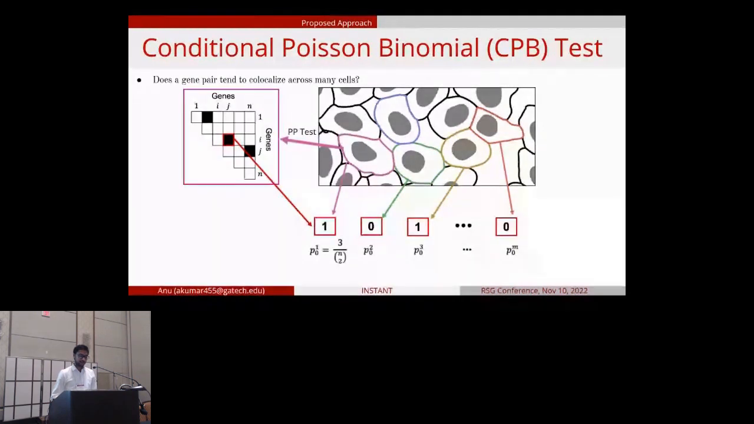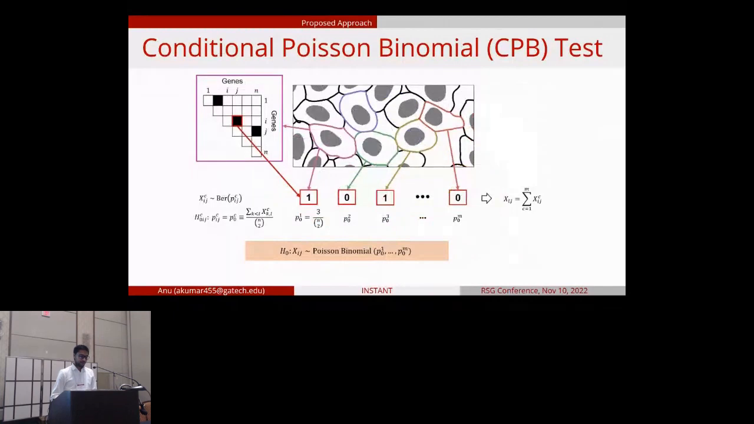So this distribution is a variant of the binomial distribution, just that you have coin toss. The difference is that different coin tosses have different probabilities, and it's called Poisson binomial in the literature. So finally, you use that Poisson binomial to get a p-value for each gene pair.